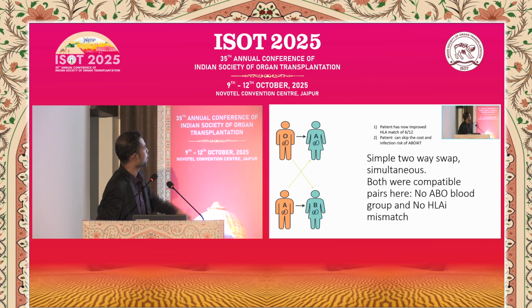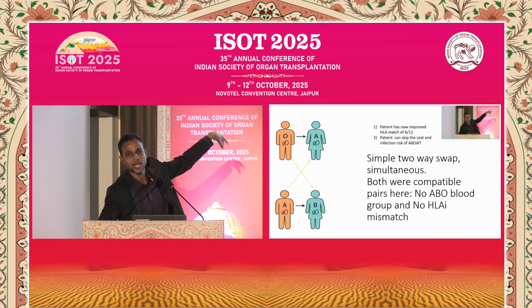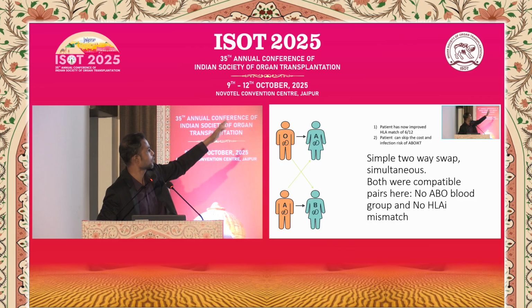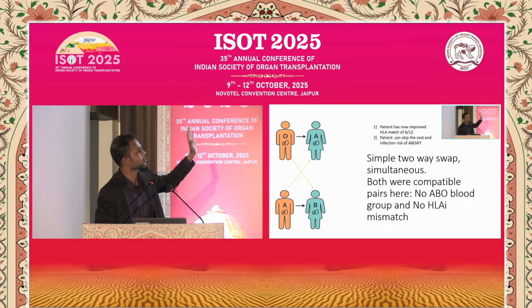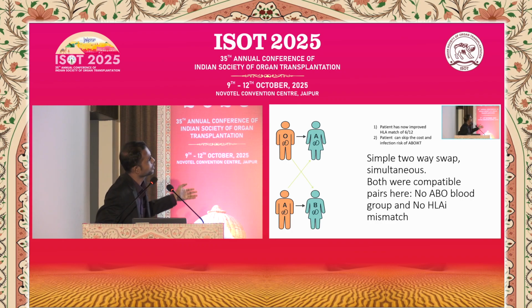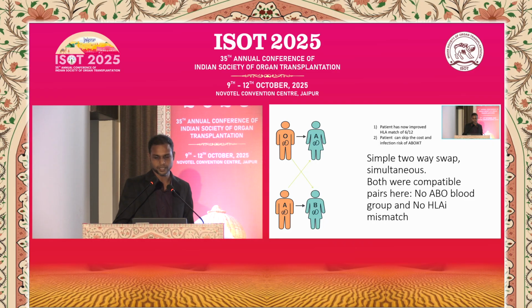Here the upper one, we can say, was a compatible pair. He could have gone for transplant without any problem. He did not have a DSA and all. Just because his HLA match was poor, we asked him whether he wanted to wait for some time or not. He was willing and he got a better match. Now he's getting a 6/12 match, and the other patient, instead of ABO incompatible, is now going for an ABO compatible transplant. This is the beauty of the compatible pair in kidney exchange.